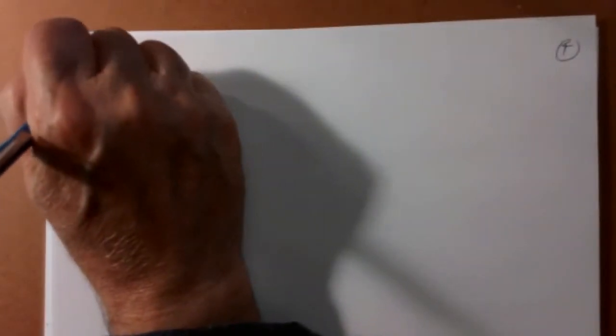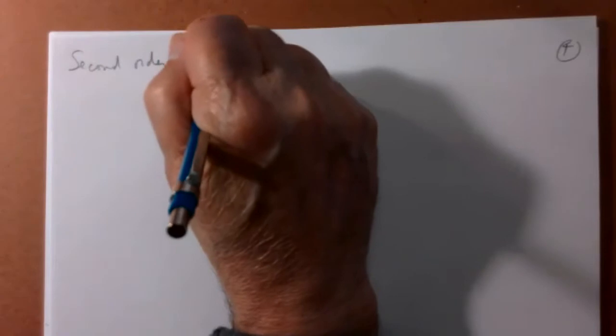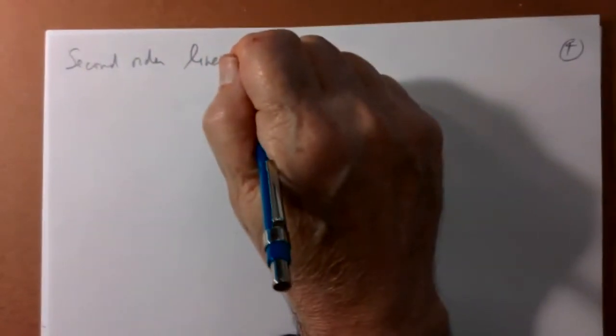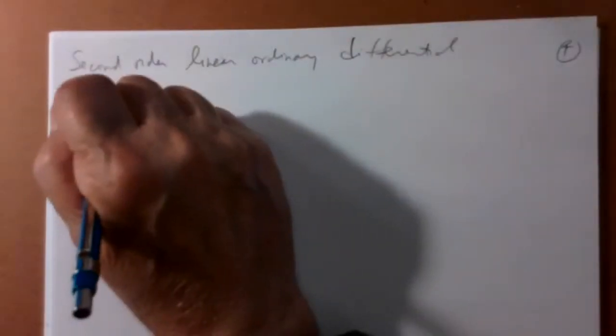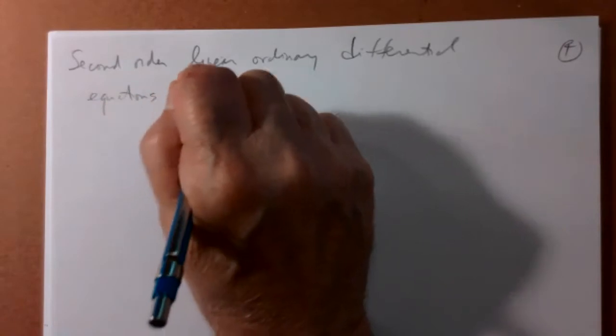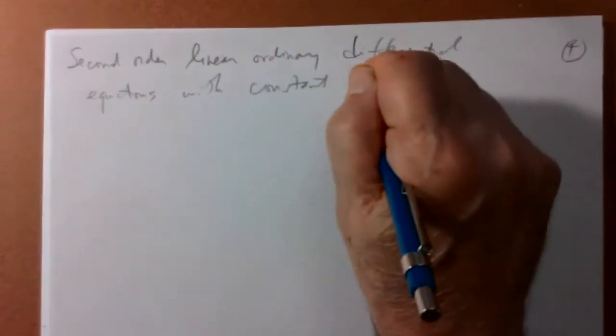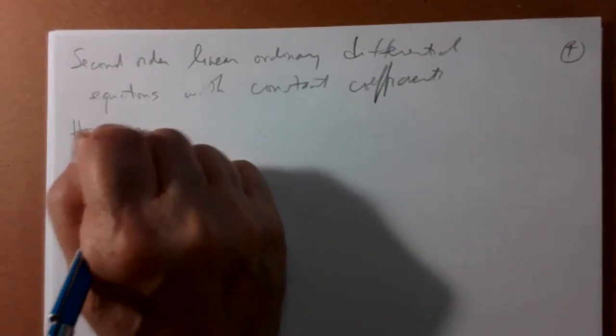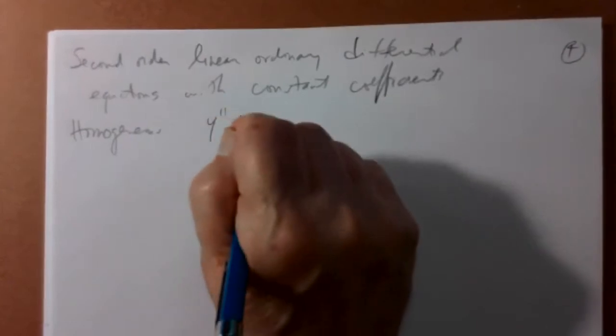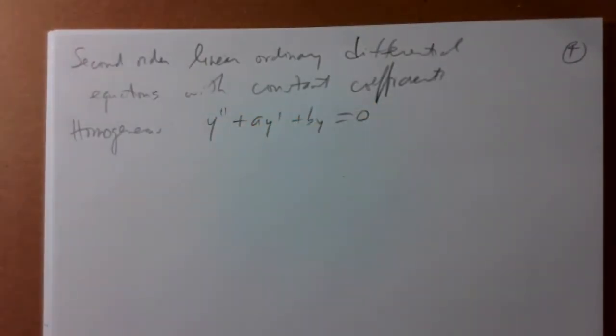So we've been looking at second order, linear, ordinary differential equations with constant coefficients. And the homogeneous equation looks like y double prime plus ay prime plus by equals 0. And there's a formula, if you like, we derived it, for the solution of such an equation.